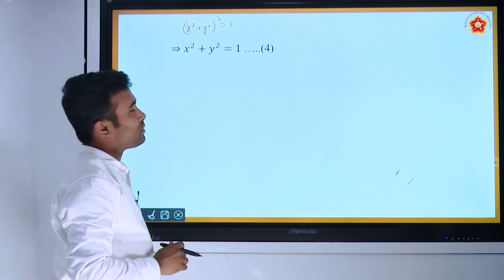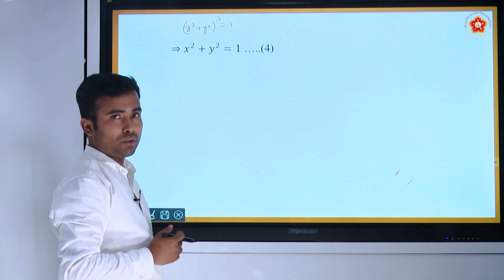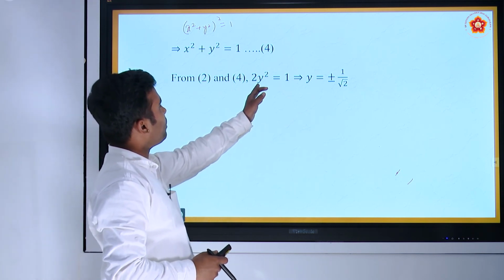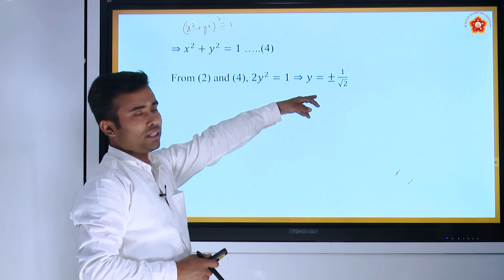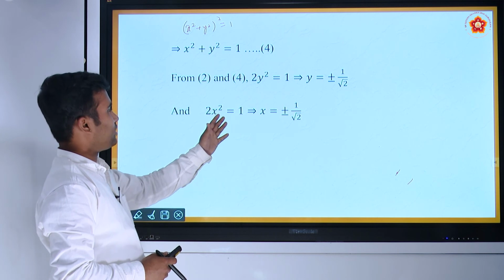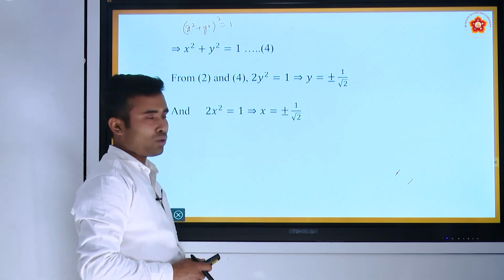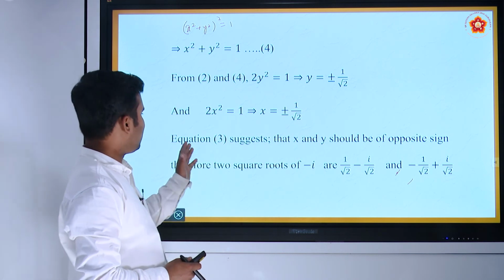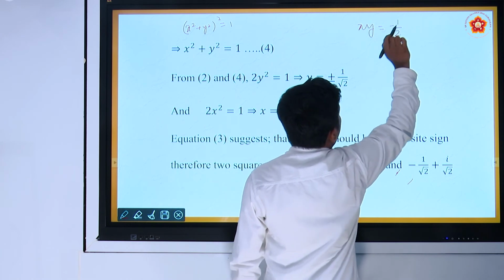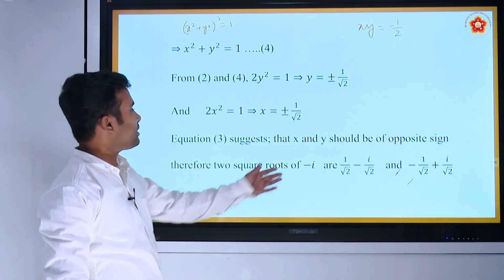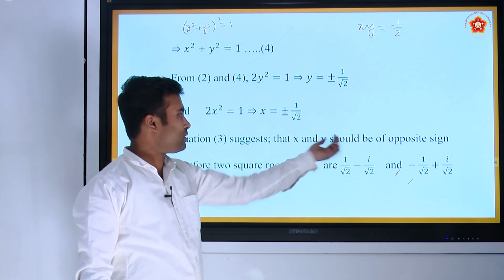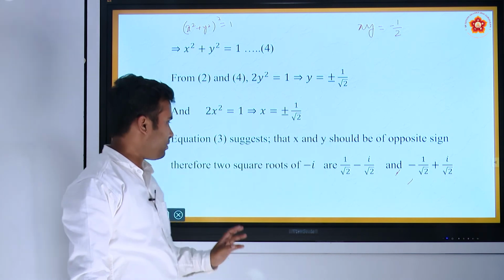Therefore, if you take the square root on both sides, you will get x square plus y square is equal to 1. And from equation 2, I can write 2y square is equal to 1 and y is equal to plus or minus 1 by square root of 2. And similarly for x, 2x square is equal to 1 and x is equal to plus or minus 1 by root 2. Hence, equation 3, that is xy is equal to minus 1 by 2, suggests that we have to choose the signs of x and y in opposite ways.